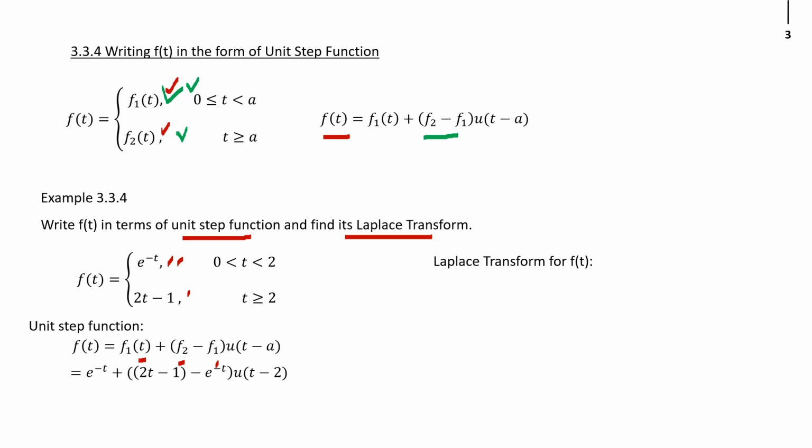Now we can expand one more step: (2t minus 1) multiplied with u(t minus 2), and e to the negative t multiplied with u(t minus 2). So we have this.